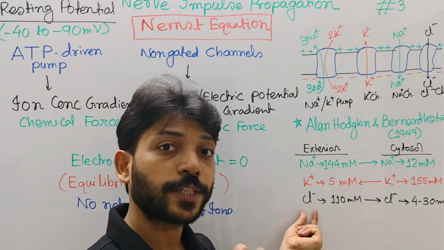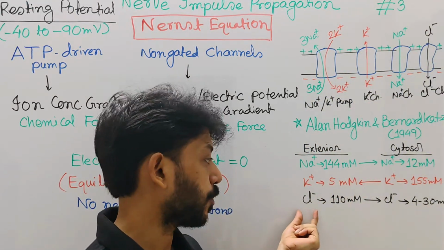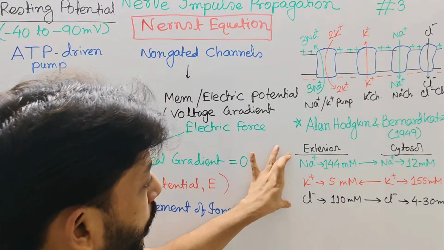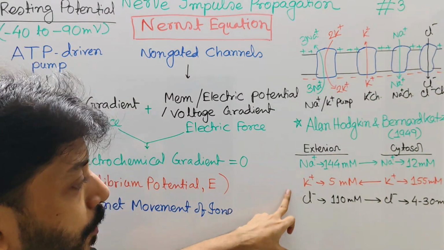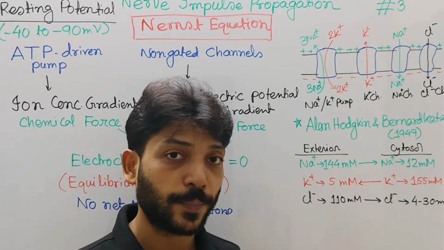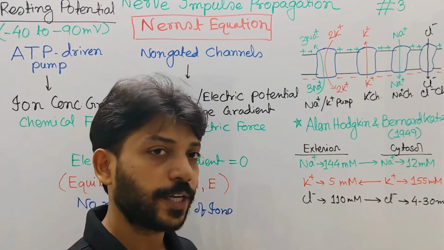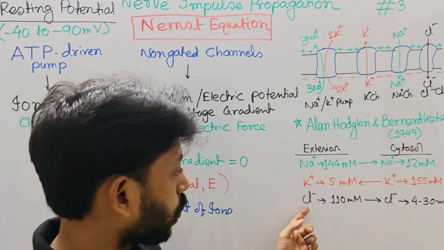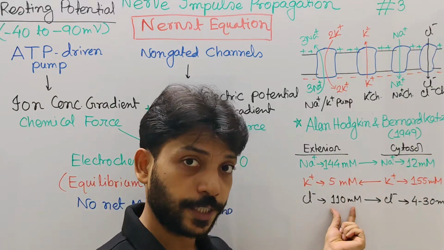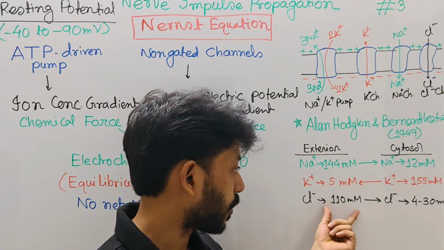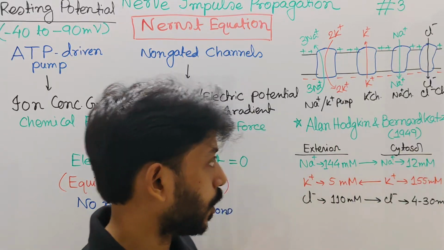There is also a different ATP-driven pump present that generates the chlorine concentration. Now, why am I mentioning these three ions? Because it has been found that membrane potential is contributed by these three ions: sodium, potassium, and chlorine. So the chlorine concentration is also different. As you can see, the exterior is higher and the interior is lower.